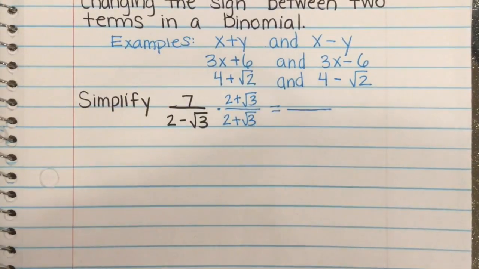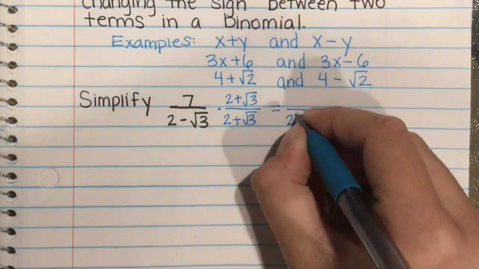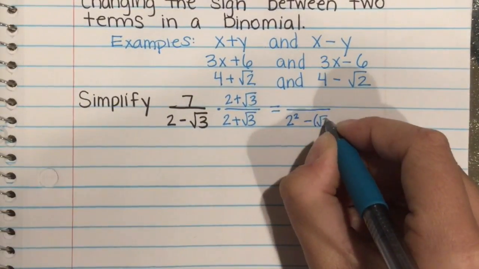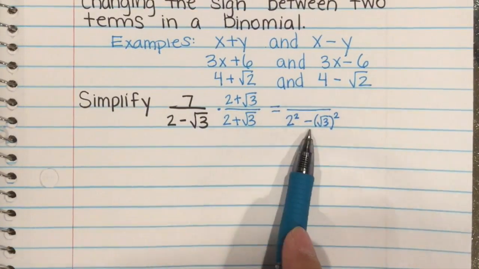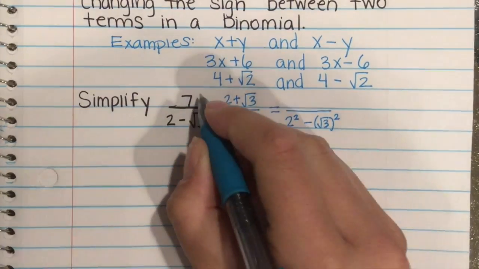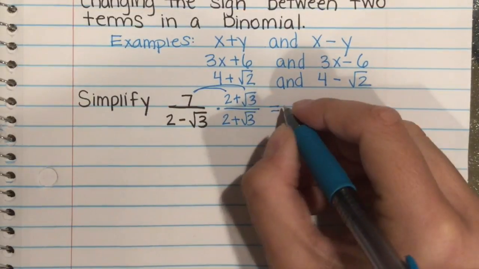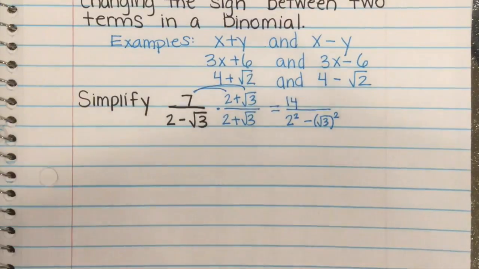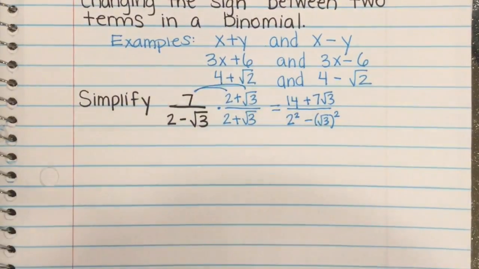So I guess I'll show that first. I'm going to do the denominator. I'm going to simplify the denominator first. So in my denominator, I would have 2 squared and then minus the square root of 3 squared. And again, this is my sum and difference pattern that you guys learned earlier this year. In the top, I'm just going to go ahead and distribute the 7 by multiplying. So 7 times 2 is 14. 7 times the square root of 3, I'm just adding 7 square root 3.